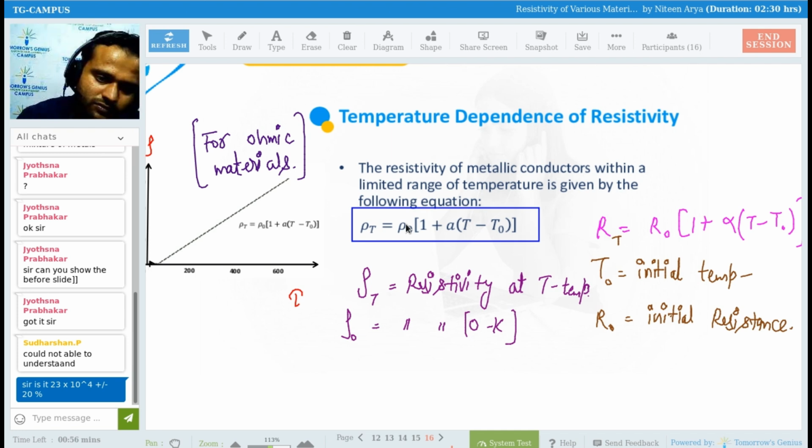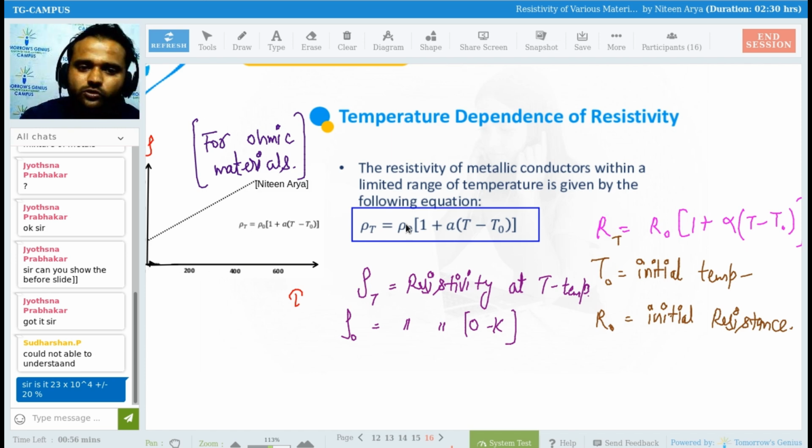This particular line is not correct. Just give me a minute. This is correct. Here it is: not starting from 0, but from some particular slope.